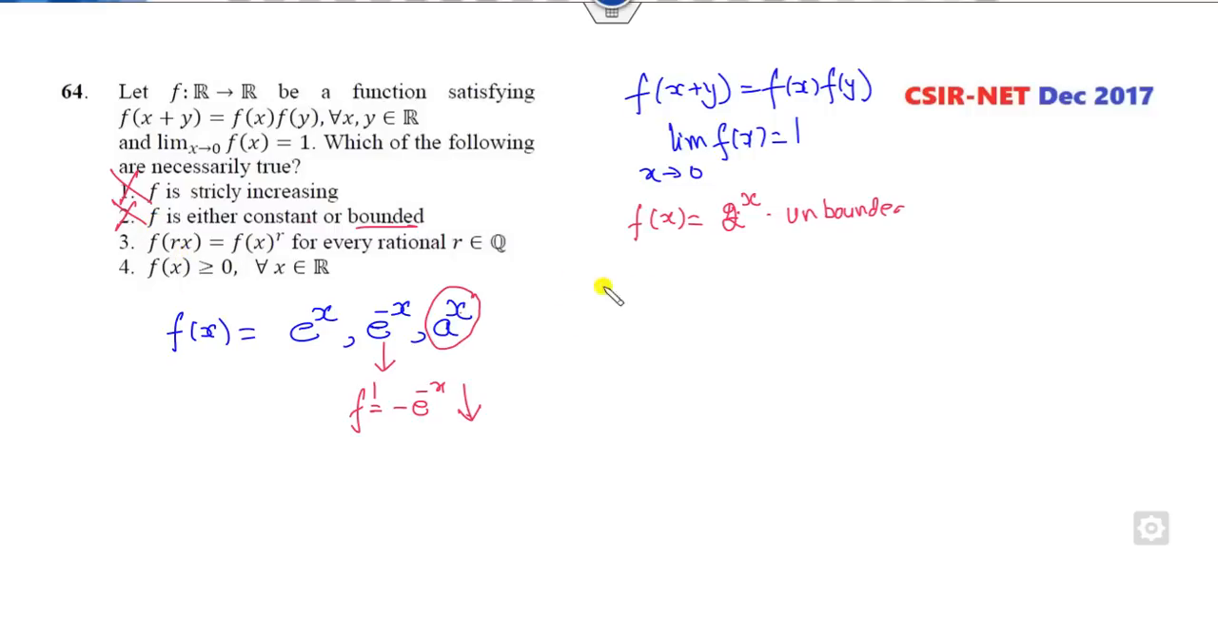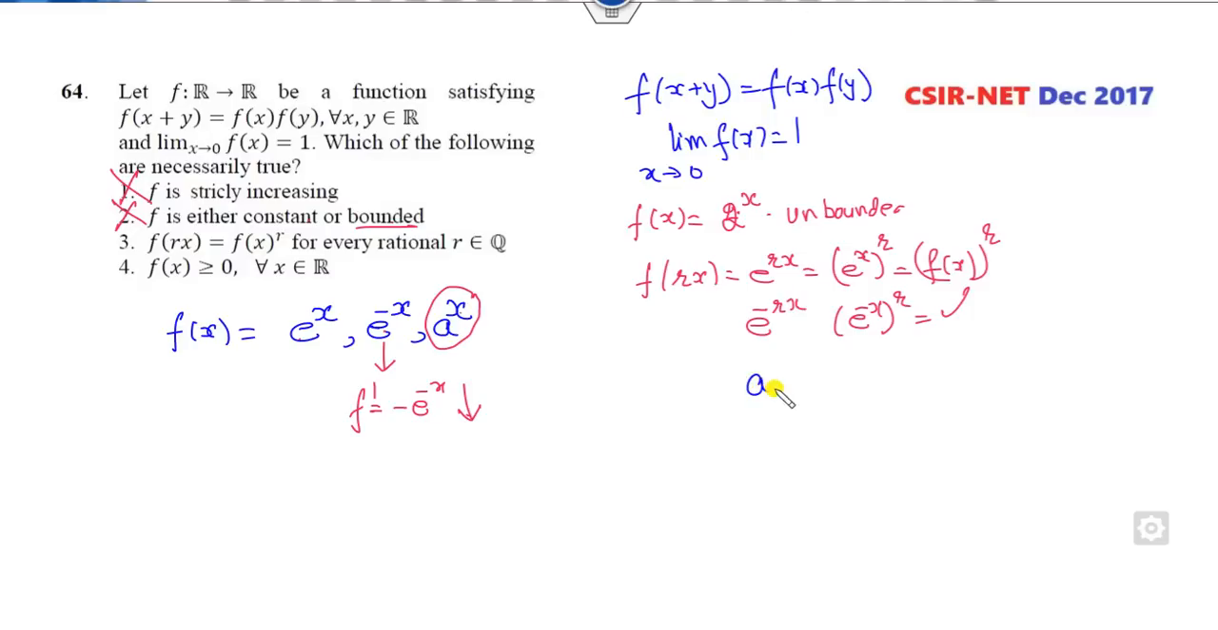Look at this function f(rx). If I consider any function like this, what is f(rx)? e raised to power rx, I can consider this as e raised to power x, it is f(x) to the power r. If I consider e raised to power minus x, it is e raised to power minus r, I can write this number again like this. If I consider a raised to power x, then it is a raised to power x over r. Again it is here. So this is my correct option.